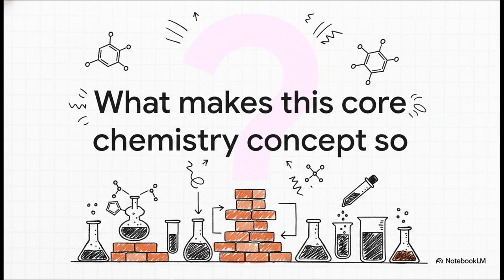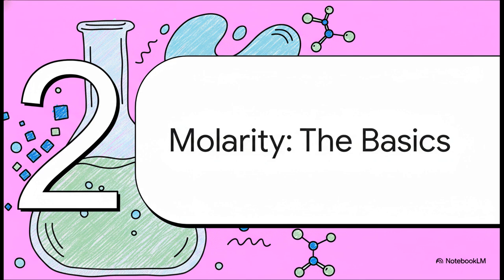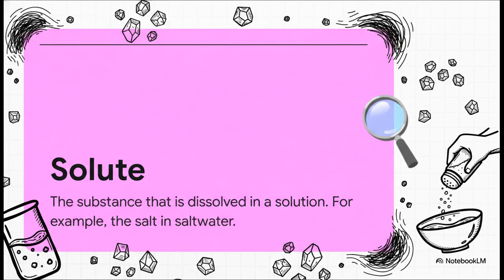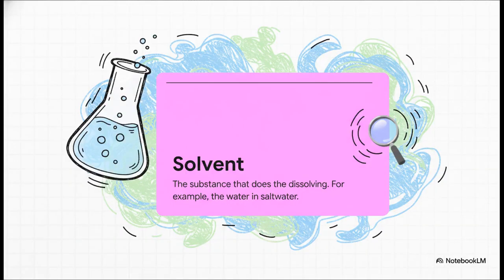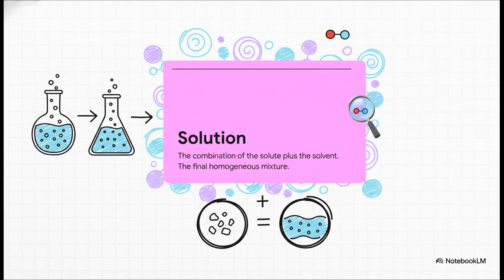Well, to figure that out, we've got to go back to square one. Let's make sure we've got the basics totally locked down. You can think of every solution as a little story with three main characters: the solute, the solvent, and then the solution they make together. So let's get properly introduced. First up, the solute. This is just the stuff that gets dissolved. If you're thinking about salt water, the solute is the salt. Simple enough. And then you have the solvent. This is the thing that does the dissolving. Back to our saltwater example, this is the water. And when you mix them together, what do you get? The solution. It's that final, perfectly blended mixture. So just to recap, solute plus solvent equals your solution.